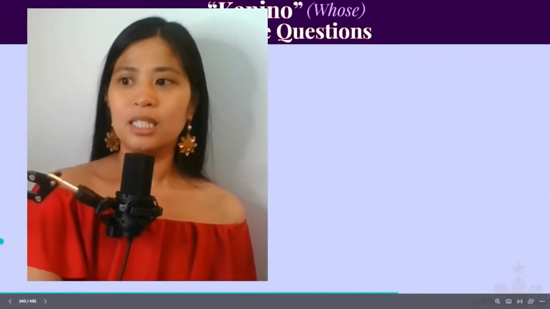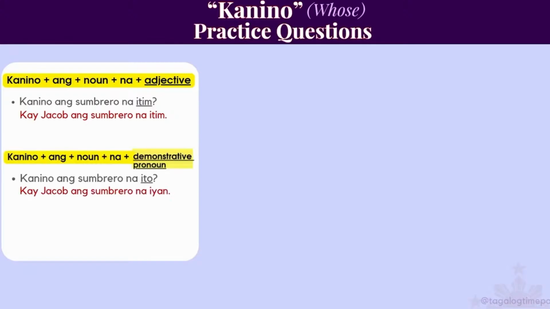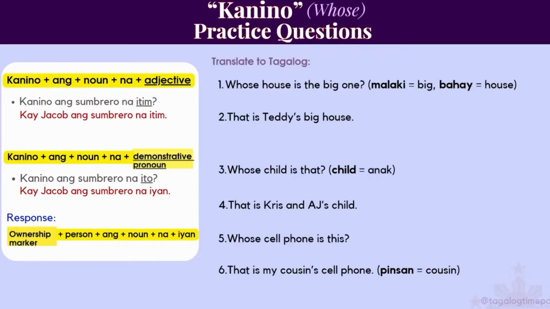Now, let's practice using kanino in a question. So, kanino ang plus a noun plus na plus the adjective. Or kanino ang plus a noun plus na plus a demonstrative pronoun. "Kanino ang sombrero na ito" versus "kanino ang sombrero na itim." And then the response has to have the ownership marker. Remember, kay or kina or sa. Then it's the person. Then it's ang noun na iyan. Or you could just use the simplest answer. Let's take a look at these examples.